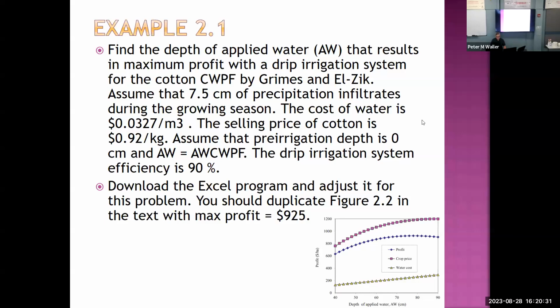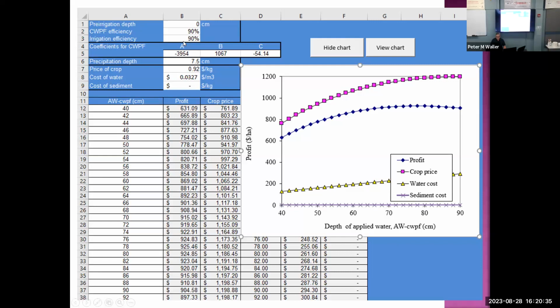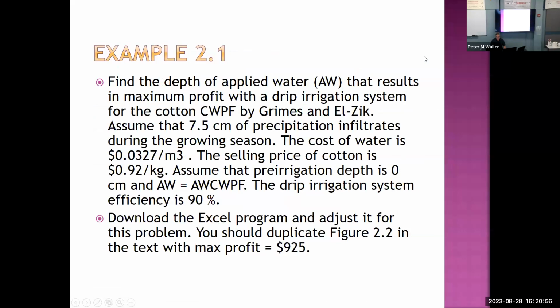No, I'll show you here. So do we keep the CWPF efficiency at 90? Yeah, you keep them both at 90. So the irrigation efficiency is 90 and the CWPF is 90. Okay. And no pre-irrigation. Okay, great. The sediment is 0. Yeah.